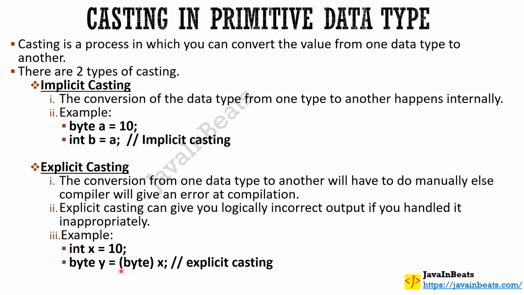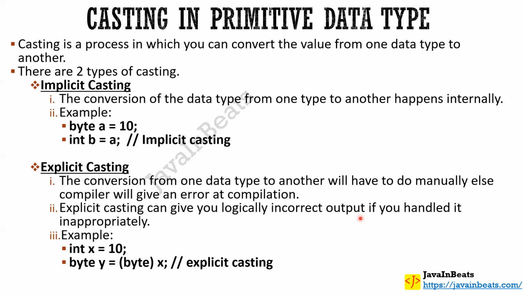So here we have to add this bracket, which is a part of explicit casting. Through explicit casting, we are converting this x value into a byte, and then it will be assigned to a y variable. This is mandatory in the case of explicit casting. Programmatically, we have to handle it. This is about converting your value from one data type to another data type.